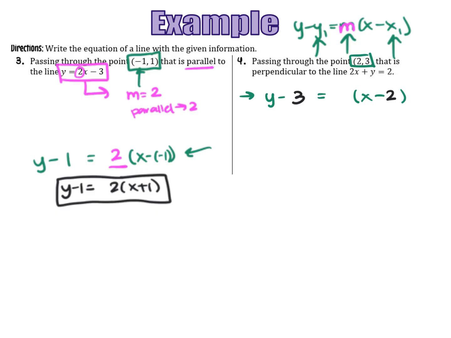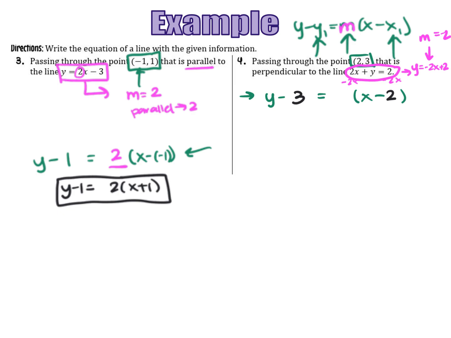So now I need to figure out what's going on with my slope. So I'm going to look at this equation. This equation is not currently in slope-intercept form or point-slope form, but I could put it into slope-intercept form if I just subtract 2x on both sides. That would give me y equals -2x plus 2. Now I can identify that the slope in my original line is -2.